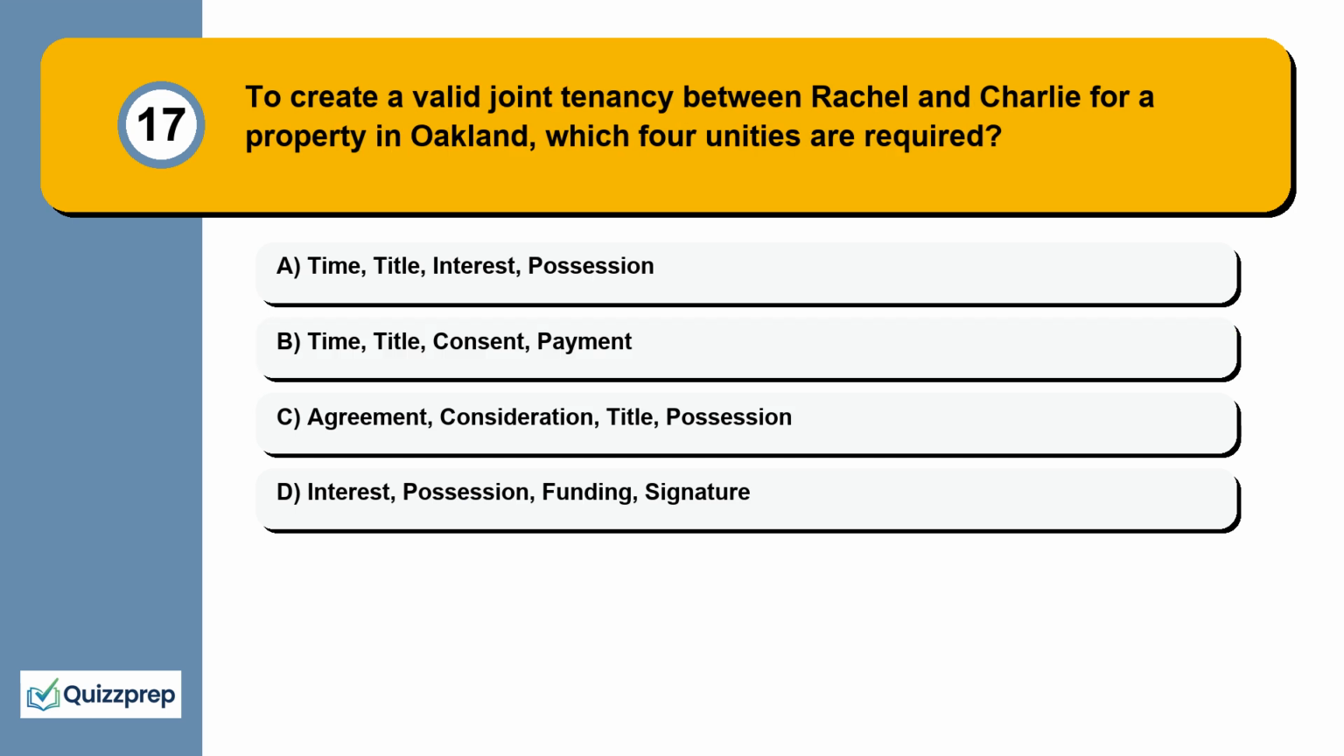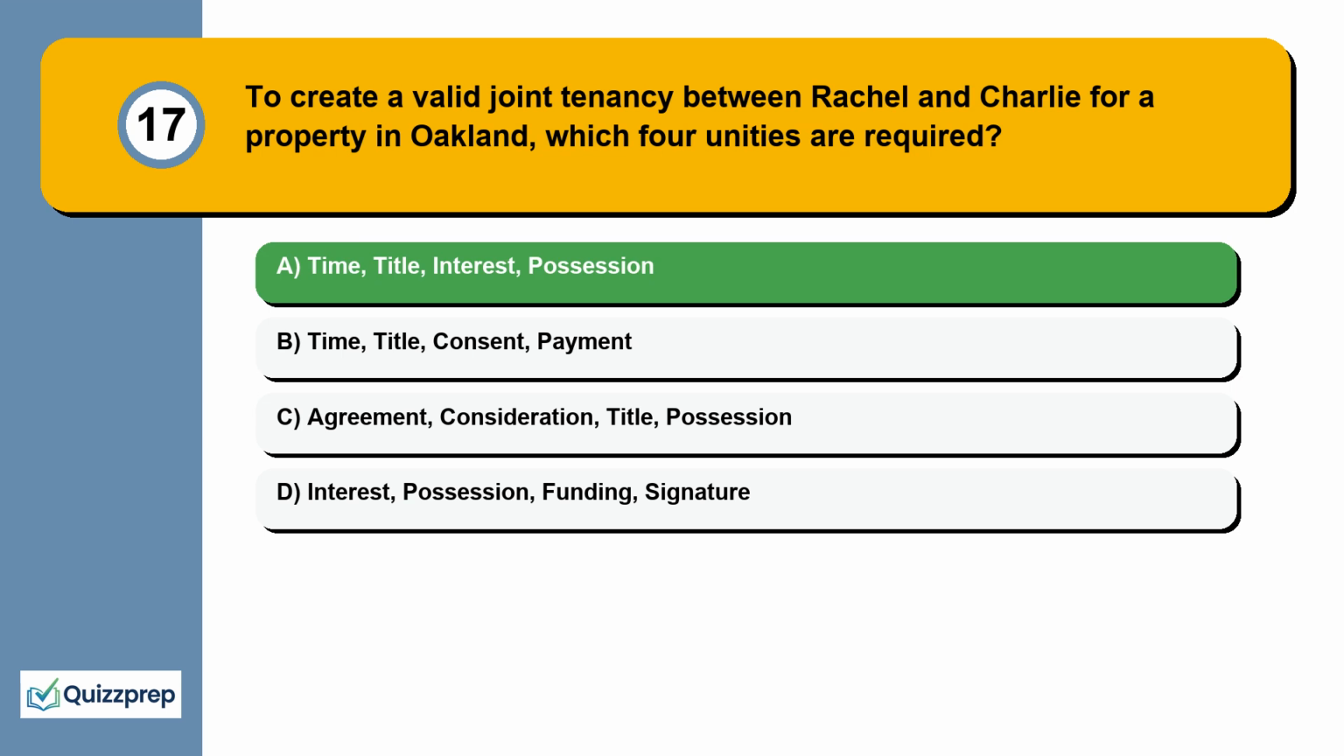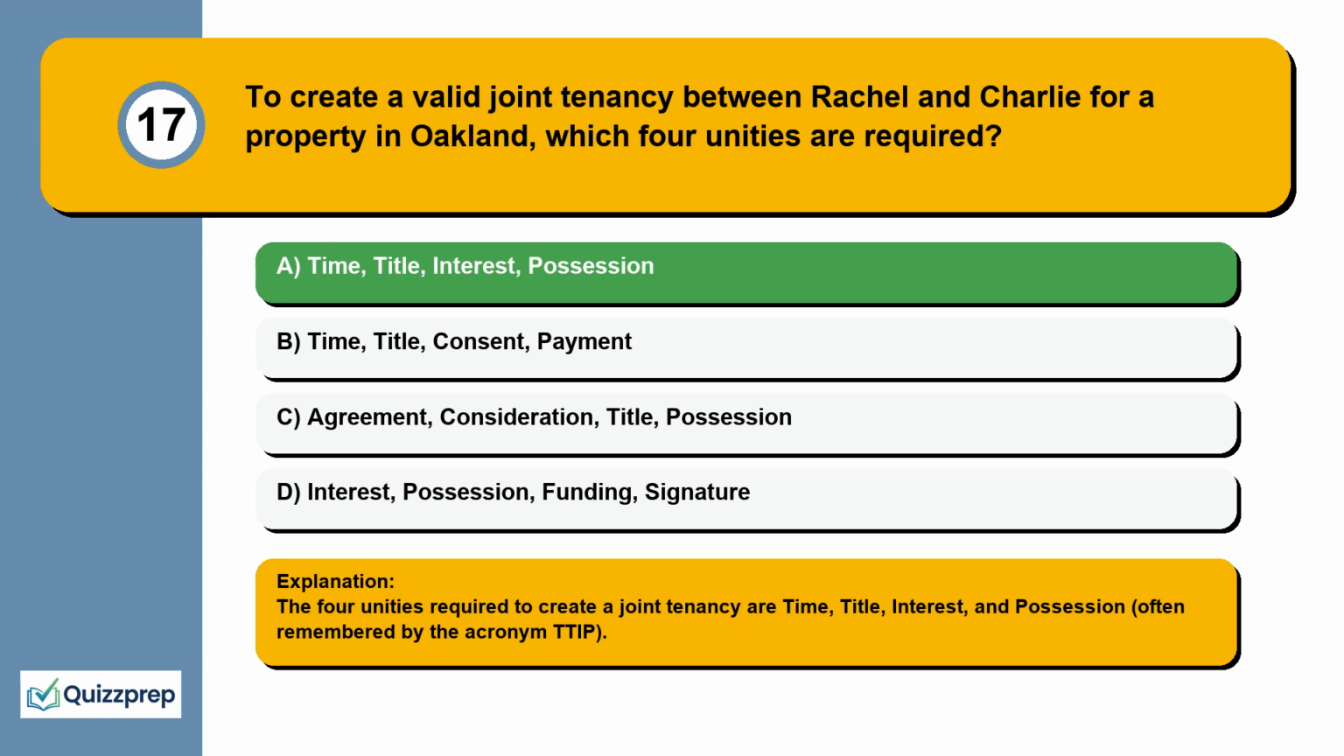Question 17. To create a valid joint tenancy between Rachel and Charlie for a property in Oakland, which 4 unities are required? Time, title, interest, possession. Time, title, consent, payment. Agreement, consideration, title, possession. Interest, possession, funding, signature. The 4 unities required to create a joint tenancy are time, title, interest, and possession, often remembered by the acronym TTIP.